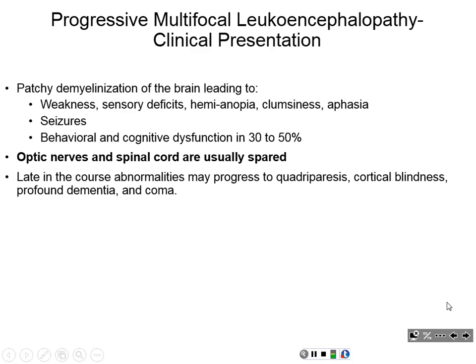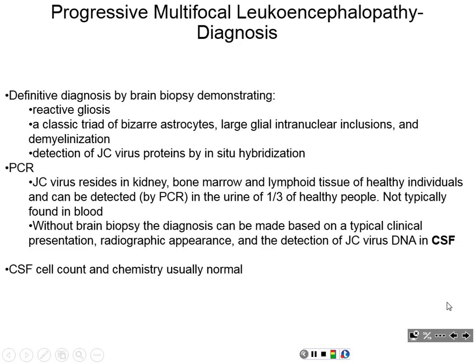Late in the course, these abnormalities may lead to that cortical blindness, dementia, and also coma. Definitive diagnosis is a brain biopsy, but we can also do PCR for the JC virus. If you do a brain biopsy, we're going to see reactive gliosis, a triad of bizarre astrocytes, and demyelinization. We can detect JC virus by PCR, but also in situ hybridization in that brain biopsy.